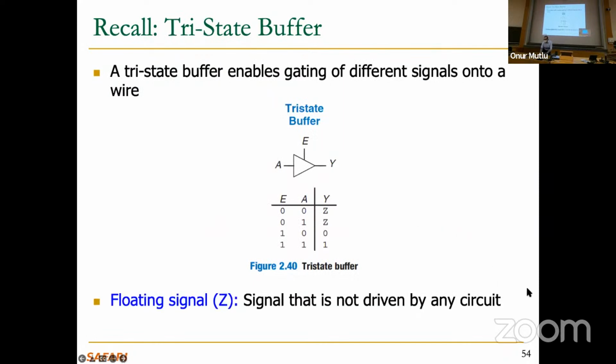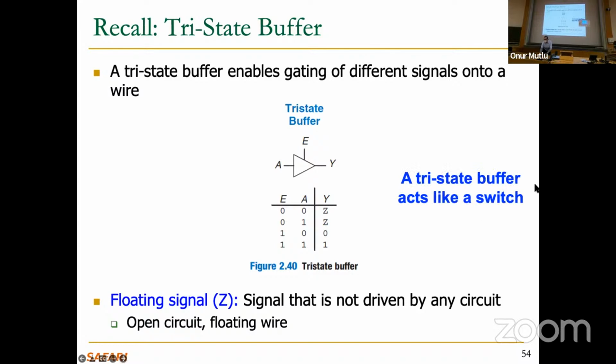And we've also defined what a floating signal is at that time. So just to jog your memory, remember again, a tri-state buffer acts like a switch. If the enable is enabled, the circuit is connected. If the enable is disabled, meaning it's 0, then the circuit is open.